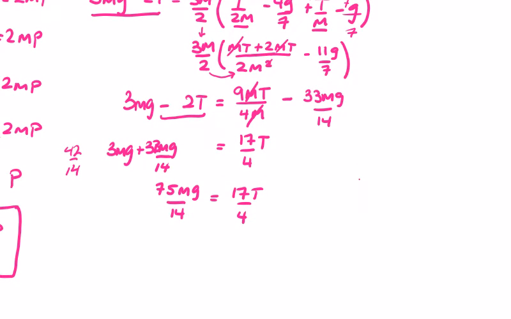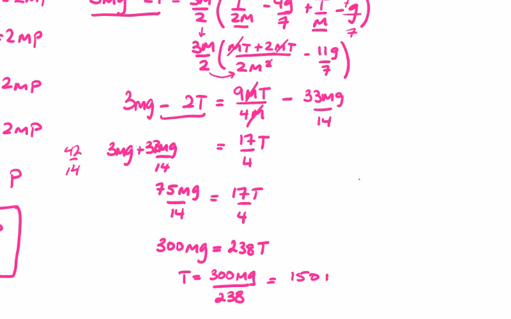Does this simplify down for me? 300mg is equal to 14 times 17, which is 238T. So T is equal to 300mg over 238. Dividing both by 2, I'm going to get 150mg over 119, and there's nothing that goes into both of those, so that's T in terms of m and g.